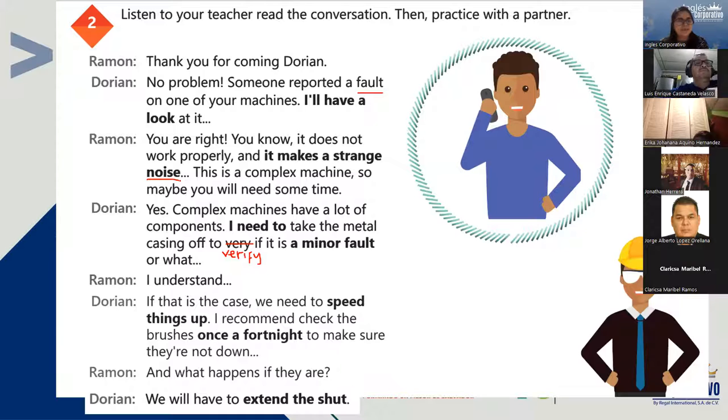Let's see, another one. Speed. What is speed? Speed up. Rápido. Tiene que acelerar, right? Speed things up. What's a brush? Brush. Esos son cepillos. Cepillos. Once a fortnight.